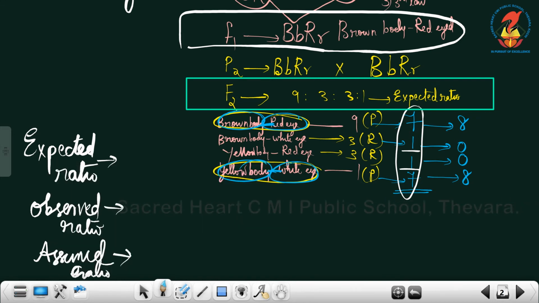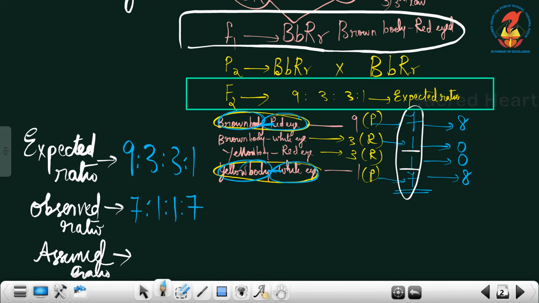Because it was similar to a Mendelian dihybrid cross, he expected the ratio to be 9 is to 3 is to 3 is to 1. But the observed ratio was 7 is to 1 is to 1 is to 7, which was totally deviating from the Mendelian ratio. From this he concluded that it does not follow the law of independent assortment. So if it does not follow, it should be the opposite, dependent, so completely linked. So he assumed it to be 8 is to 0 is to 0 is to 8.